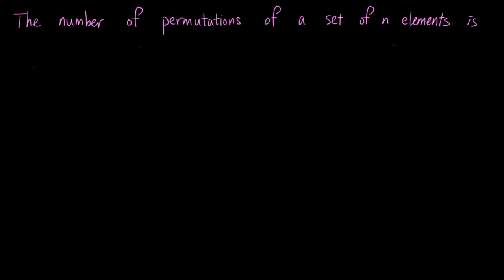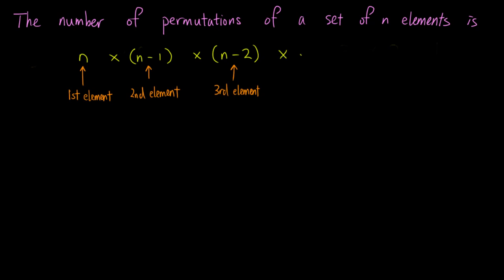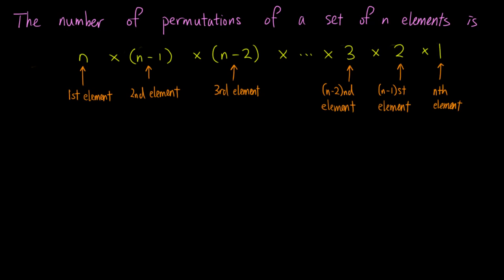In general, the number of permutations of a set of n elements can be found using a similar approach. For the first element, there are n choices. For the second element, there is one less element to choose from, so there are n-1 choices. For the third element, there are 2 elements already used, so there are n-2 choices. This carries on until we have 3 choices for the (n-2)nd element, 2 choices for the (n-1)st element, and the last element must go into the last position. We recognize that this expression is precisely n factorial.